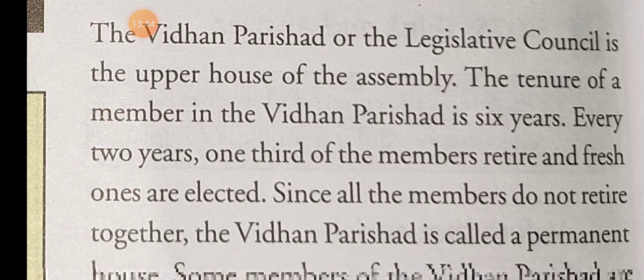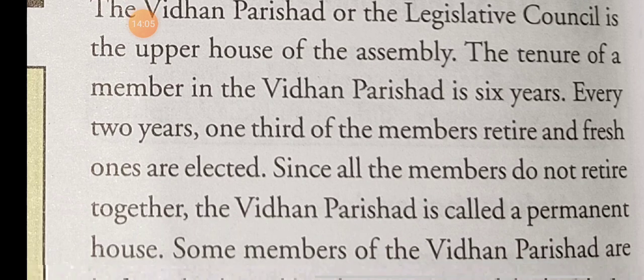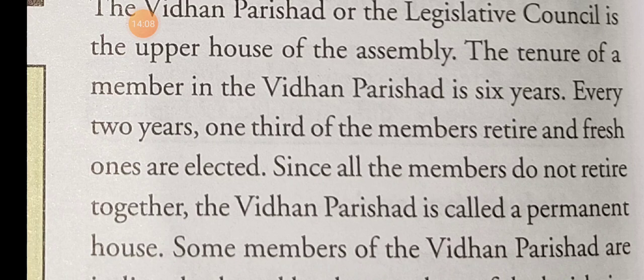And every 2 years, 1/3 of the members retire. और हर 2 साल के बाद 1/3 मेंबर्स रिटायर हो जाते हैं, और fresh ones are elected in their place. So the total number of Vidhan Parishad members is divided into 3 parts. After the retirement of one 1/3, the next 1/3 members are elected.